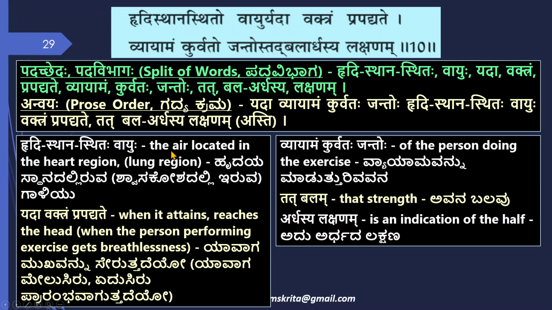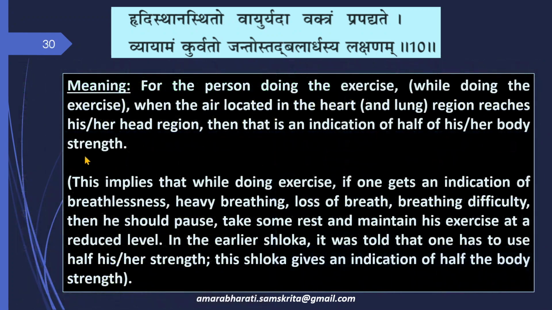Hridisthanasthitaha vayuhu, the air located in the heart region or the lung region, yada vaktram prapadyate, when it attains, reaches the head, when the person performing exercise gets breathlessness. Vyayamam kurvatah jantoh, of the person doing the exercise, tat balam, that strength, ardhasya lakshanam, is an indication of the half. We go to the overall meaning.